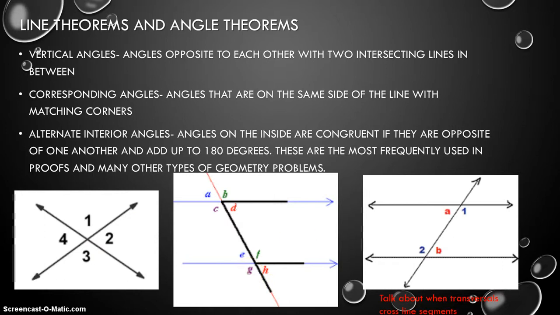These are angles that are on the same side of the line with matching corners. So D matches with H, F matches with B, I believe that's an F, and A matches with E, and C matches with G. I should have done those in different colors. Let me do that.